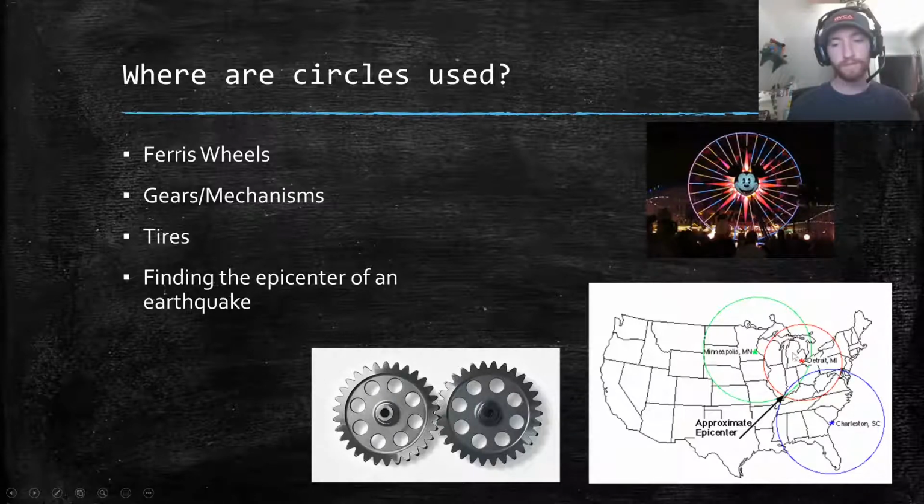So understanding that a circle is all points that are equal distance from a center, we can use all three of these to pinpoint a location and find out exactly where the epicenter of the earthquake is. So there's just a little bit of practical application for circles.